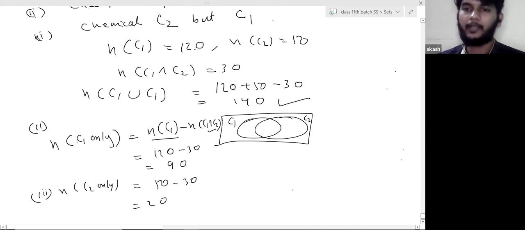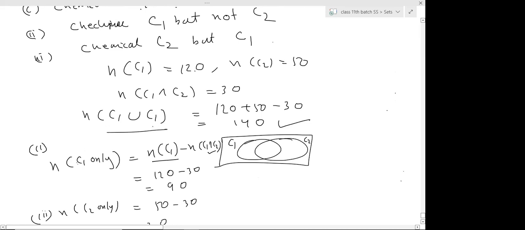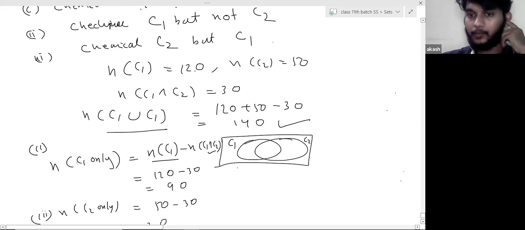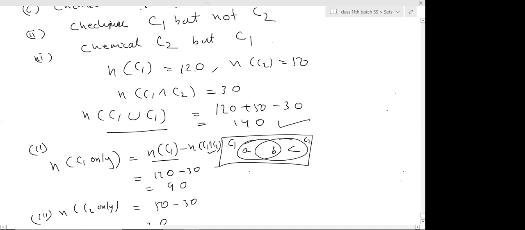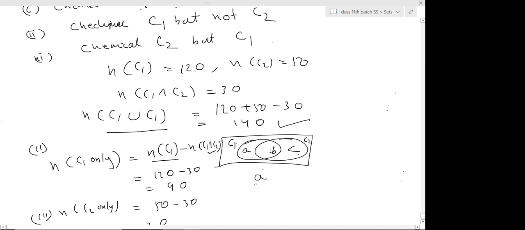Now look at this in a Venn diagram. How to solve this in a Venn diagram? This union is clear, right? The first part is clear. Now C1 only. Suppose this is A, this is B, and this is C. Which part represents C1 only? Sir, only part A. So we have to figure out what A is, because A is the only area covered by C1. In B, C2 is also there. In C, only C2 is there. So we need to find out A.